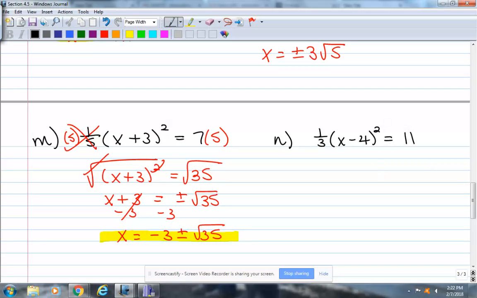All right. So what do you think we're going to do first? Multiply both sides by 3. Those cancel. So (x - 4)^2 equals what? 33. Now everything's tied up in parentheses with a square. So what do I do to get rid of the square? Square root. And remember, what you do to one side, you've got to do to both sides. So we've got radical 33 over there.